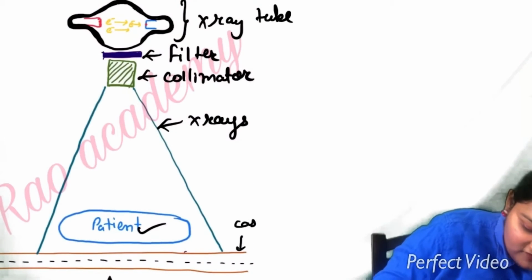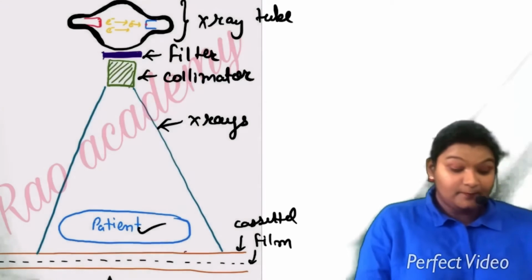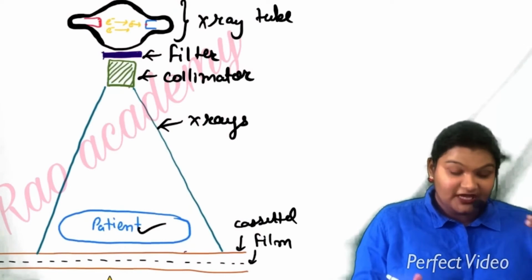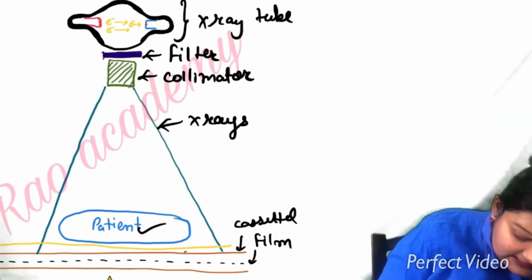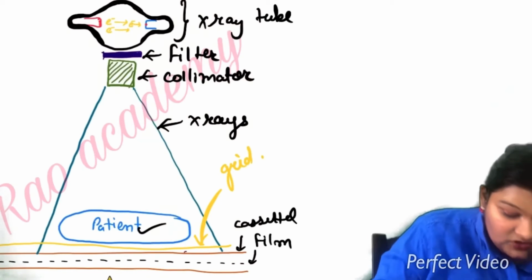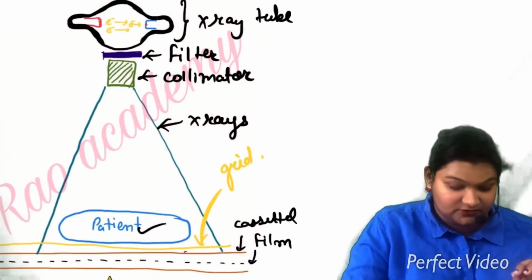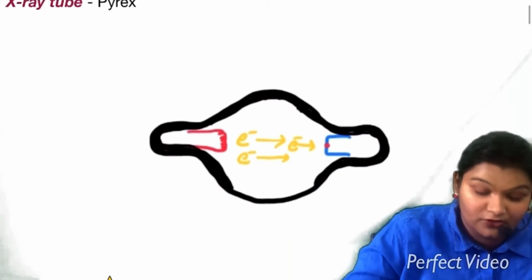Here we have our cassette. That cassette contains the film. And between the patient and the cassette, in the yellow color, lies a screen which is called grid. Okay, so these are the components of the X-ray machine. Now let us see the functions of each of these components and how they work.